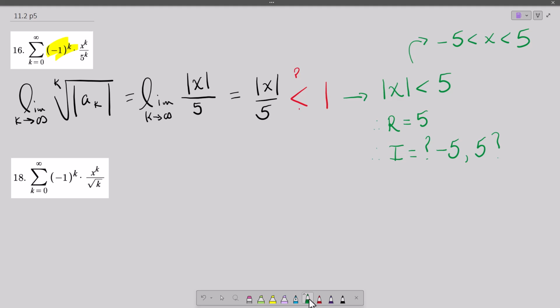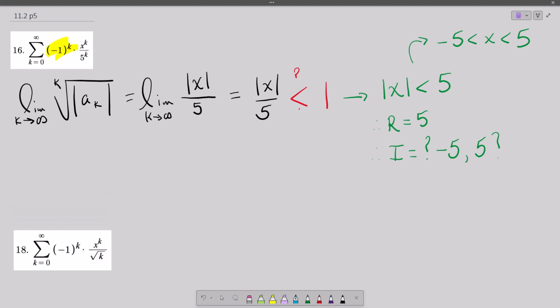But now we need to test our endpoints. So here's the hard part. Here's the time-consuming part. We have to figure out what happens at those two endpoints. So we are going to test the endpoints now. We are going to plug in x equals -5 and test. Does the numerical series that we get from plugging in this -5 and this 5, do we get a convergent series?